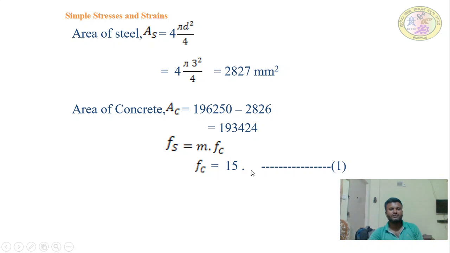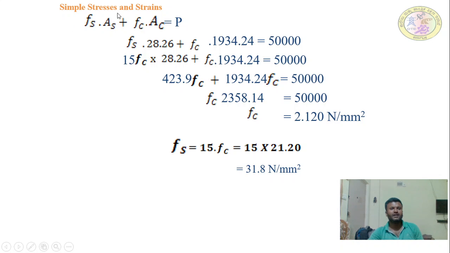Stress in steel is equal to modular ratio into stress in concrete, so Fs is equal to 15 into Fc. And we have the relation: load taken by steel plus load taken by concrete is equal to total load. That is Fs into As plus Fc into Ac is equal to total load. Fs into As is 28.26, Fc into Ac is 1934.24, which is equal to 500. Here Fs is equal to 15 Fc into 28.26.